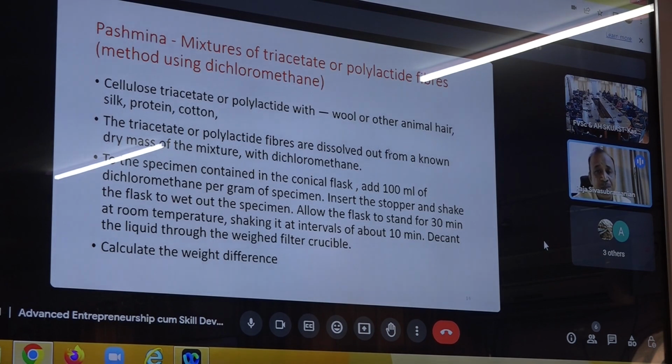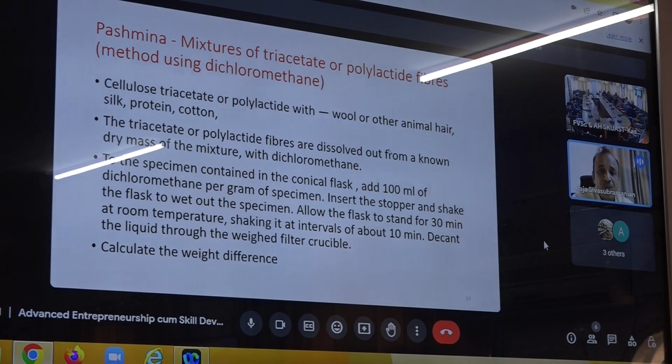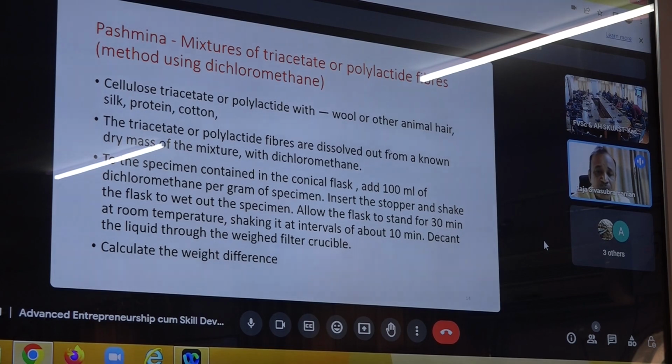Similarly, if your Pashmina is mixed with triacetate or polylactate fibers, polylactate fibers being special fibers made from milk protein, here we take dichloromethane as the solvent. The scope is cellulose triacetate and polylactate with wool, other animal fiber, silk, protein, cotton. In this method, the cellulose acetate or polylactate will be dissolved by taking 100 ml of dichloromethane per gram of the specimen, treating it for 30 minutes with shaking, and finally taking the weight difference. Here, if cotton is there, it will not dissolve.